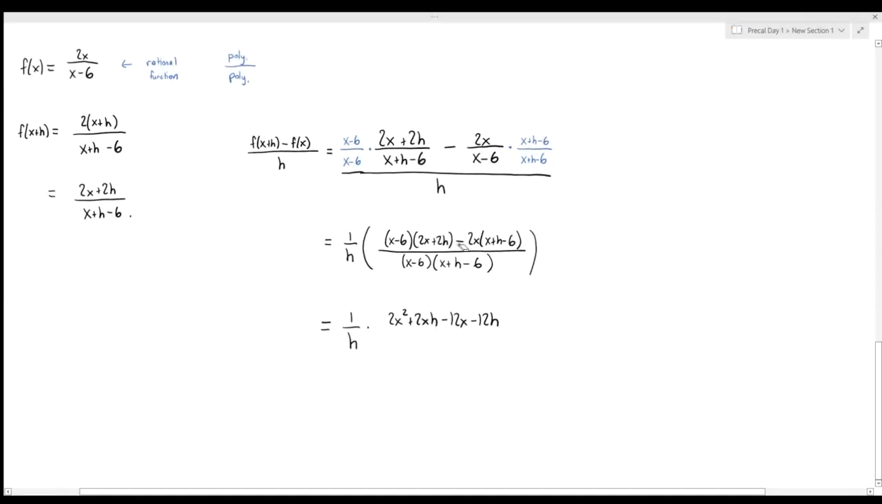And over here, if we distribute the minus 2x, that gives us minus 2x squared minus 2xh, and then plus 12x. Now the denominator, you don't need to multiply this out though. I'm just going to copy it down.